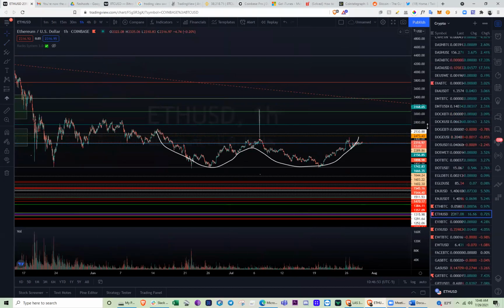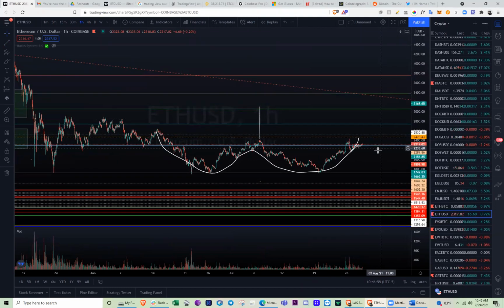So first target will be 3168 once we break out of this W. The middle of the W is usually a resistance as well, just so y'all know. It's like the neckline, pretty much, however y'all want to call it.